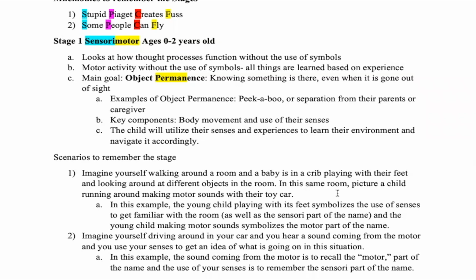Additionally, it's looking around the room at different objects. The child is utilizing their eyesight as well as the touch to understand what the environment is at this given moment. In addition to that, the young child running around making motor sounds symbolizes the motor part of the name, sensory motor. Child is utilizing their senses and motor activity to understand their environment.